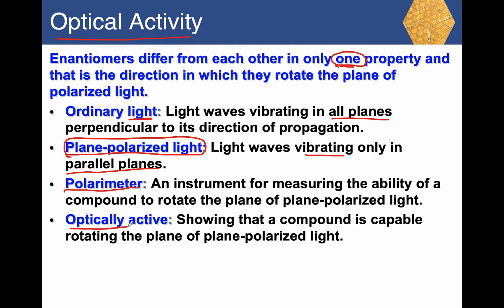Here's another term for you, optically active, because enantiomers can interact with polarized light. We say that enantiomers are optically active. So that's another term that we'll use. Enantiomers are optically active and they also contain a stereogenic center. So we also describe them as stereogenic molecules. So these are all synonyms.